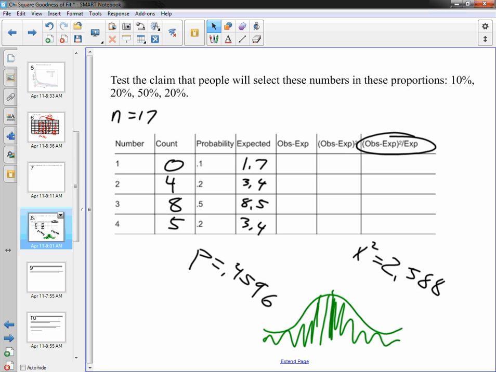The alternative hypothesis would be that the claim is false. Yeah, that the claim is not true. So that's our alternative hypothesis. And in this case, we're going to fail to reject the null hypothesis. So our conclusion would be that there is statistical evidence that this claim is true, right? There's statistical evidence that that claim right there is true, that this is the true proportion that people would respond with those numbers.